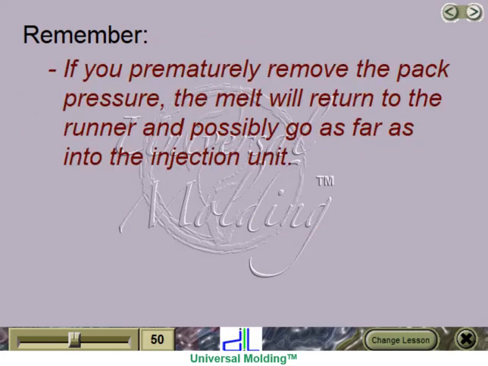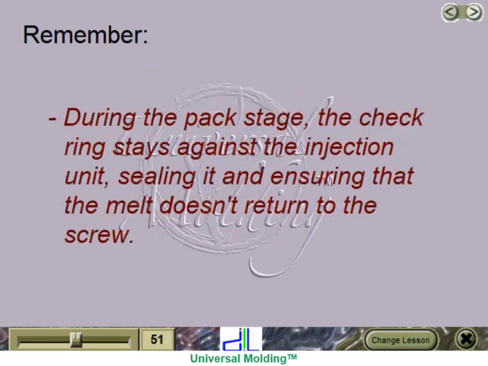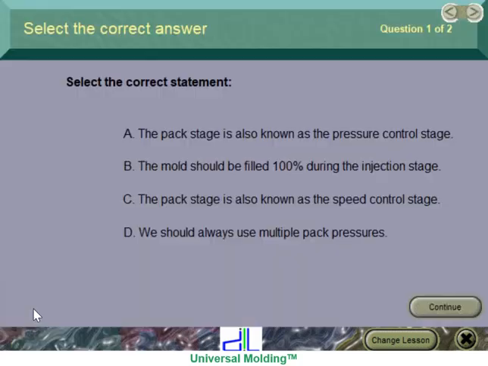Remember, if you prematurely remove the pack pressure, the melt will return to the runner and possibly go as far as into the injection unit. If pack time extends too long, the molder ends up molding runners. During the pack stage, the check ring stays against the injection unit, sealing it and ensuring that the melt doesn't return to the screw. Let's review.